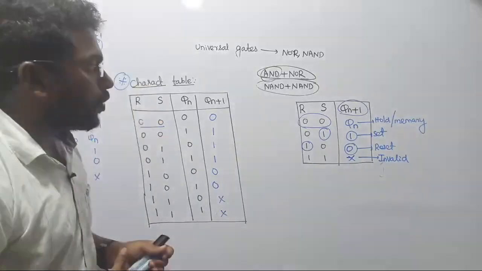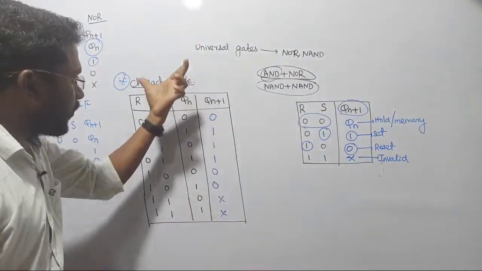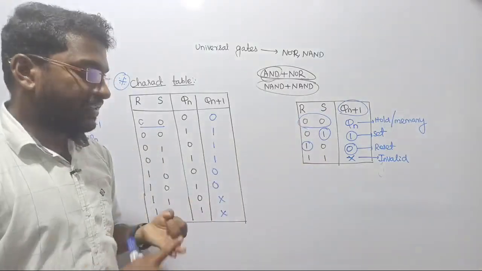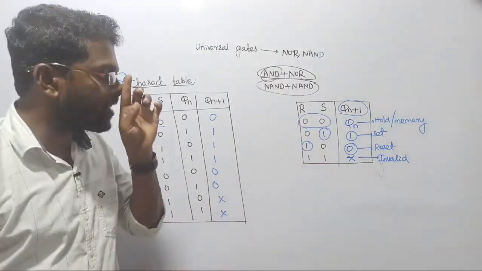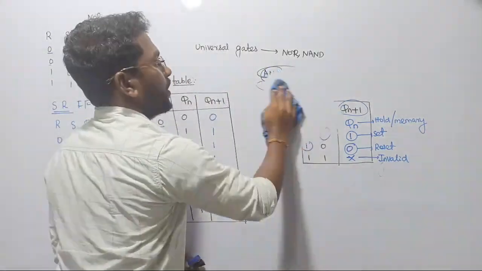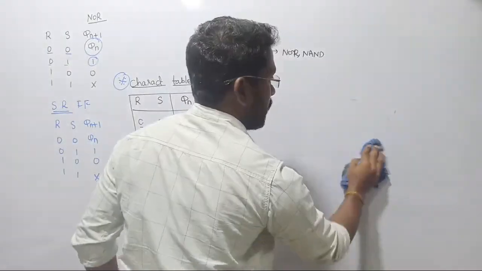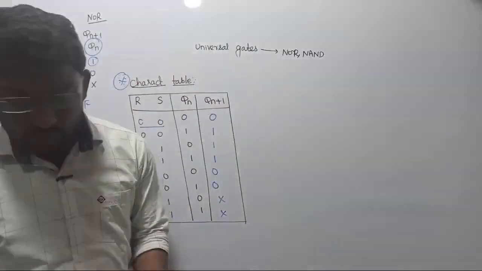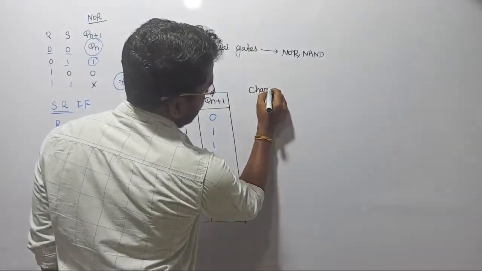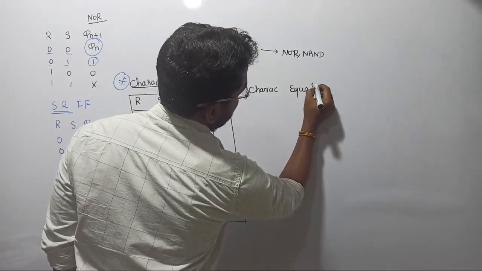Fine. Now, with the help of the truth table we have realized the characteristic table. Now with the help of the characteristic table we have to realize two things. One is the characteristic equation of the system, and second one is the excitation table, right? So next we have to design. First we are going to write the characteristic equation of the system. So let me do it. The first thing we are going to realize is the characteristic equation.